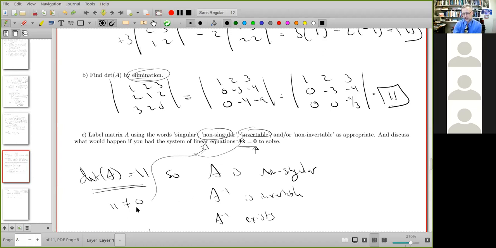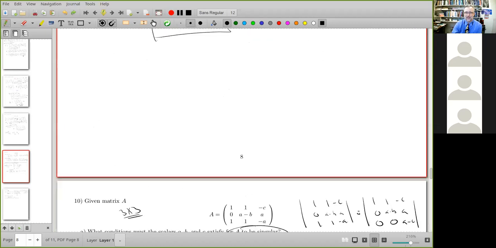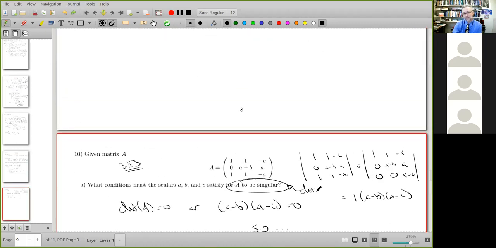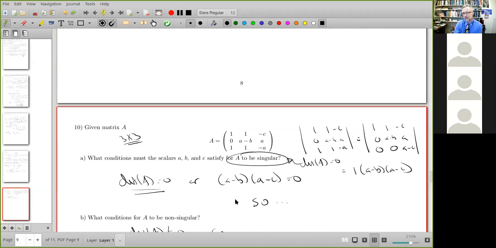If it is 0, the words you would use are singular and non-invertible. That's the idea: what does the determinant determine? If the determinant is zero, it is singular. So if the determinant is zero, what you're telling me is that this product is zero. So now we go to college algebra. If you have two things multiplying equaling zero, what does that tell you?